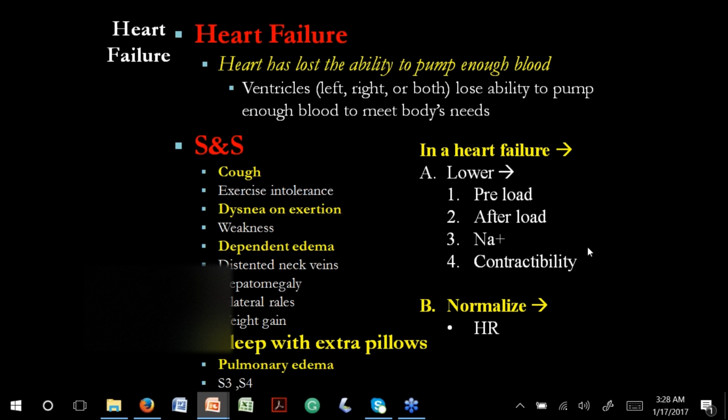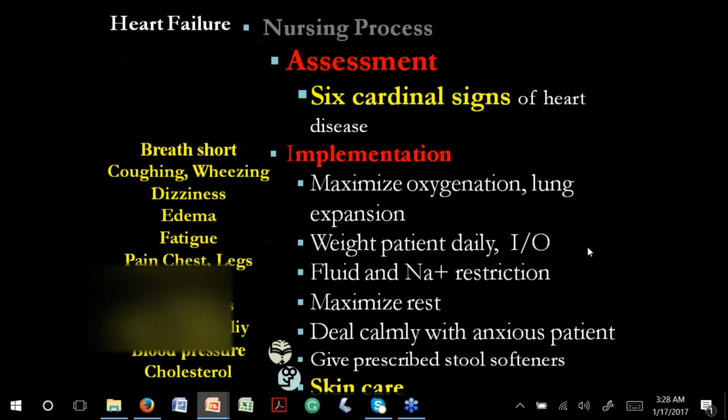Because in a semi-folded position, they have more support to the diaphragm for ventilation. Remember that in heart failure, the patient is having some flooding of fluid in the lungs, pulmonary edema, and S3 and S4, that is another topic. So we have assessment, 6 cardinal signs of heart disease.